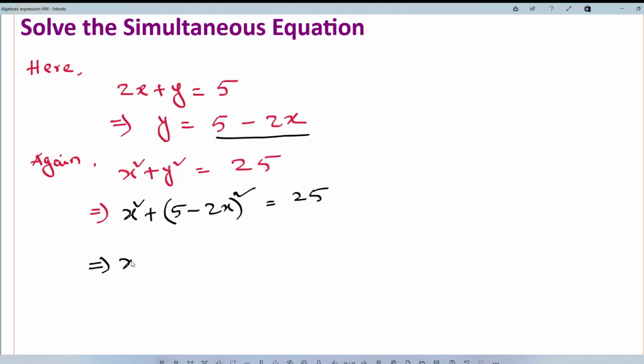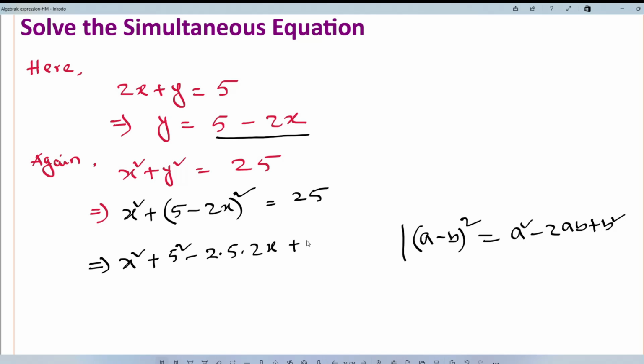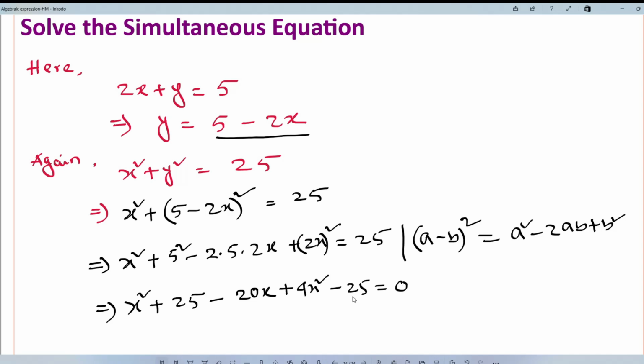So we can write x square plus, based on the (a minus b) whole square formula, a square minus 2ab plus b square. So here is 5 square minus 2 into 5 into 2x plus (2x) square equals 25. Okay, now look, here is x square plus 25 minus 20x plus 4x square, and this 25 we can place here, minus 25, equals 0.